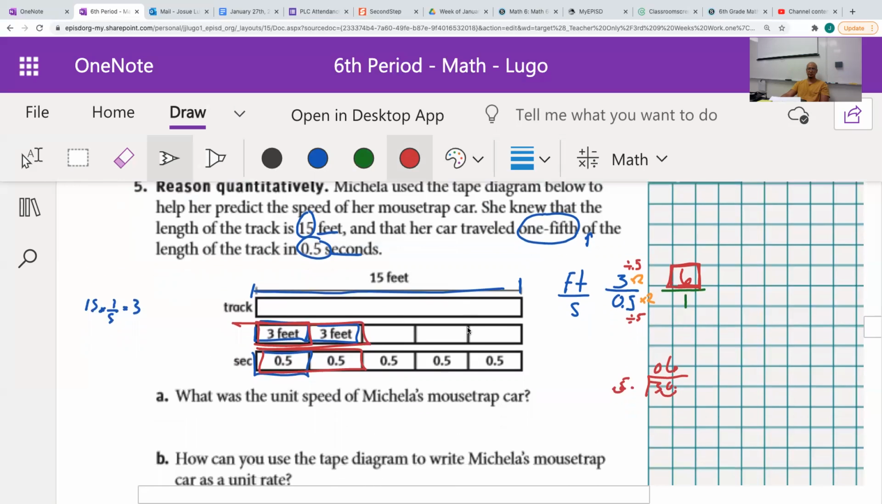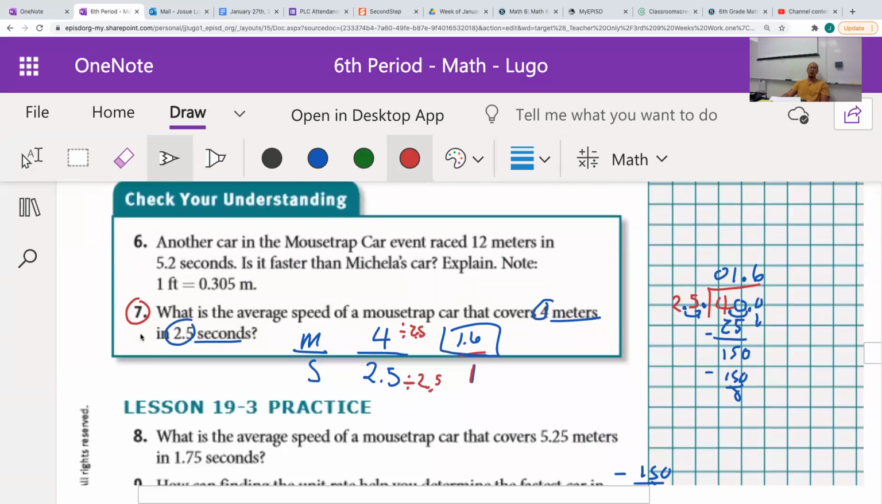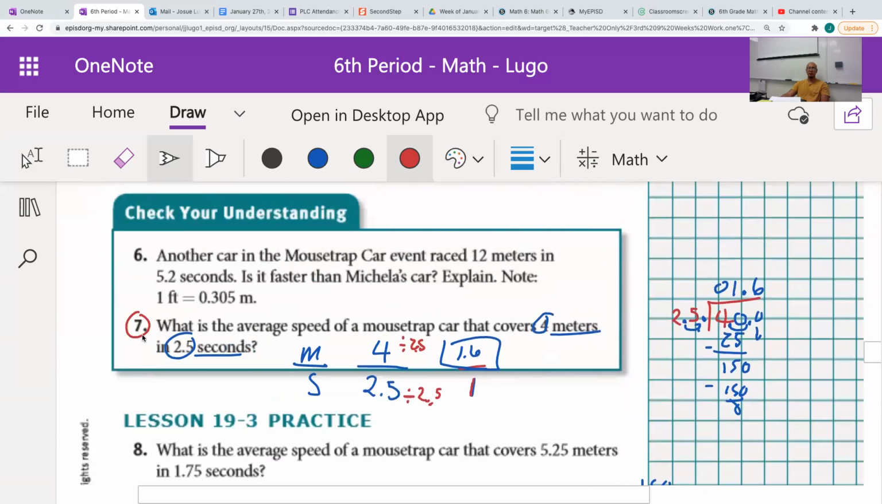Ladies and gentlemen, I encourage you to try number 7 on your own. And if you get number 7, go ahead and try number 10. If you have questions about those, I will address them in class.